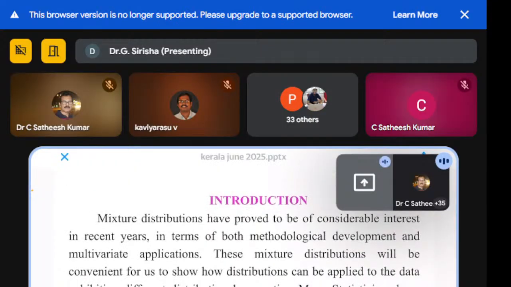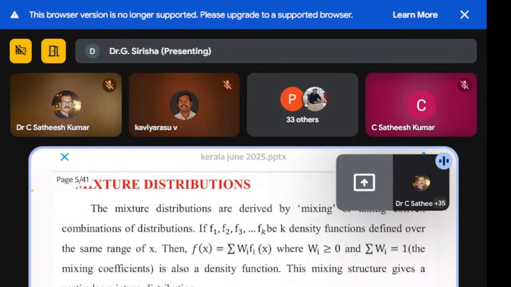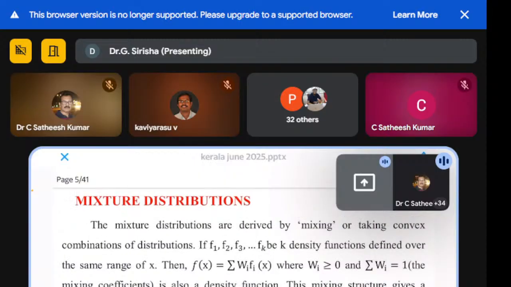Whenever the model or the data exhibits several different distributional properties, then we need to use these mixture distributions. A mixture distribution is a convex combination of several other distributions. This is the definition of mixture distributions. Mixture distributions are derived as convex combinations of distributions.